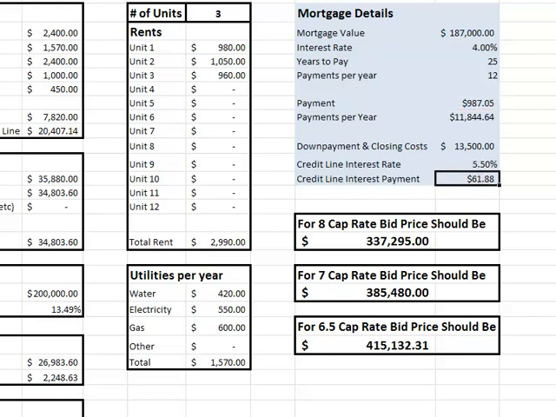Okay, you're also going to have to pay an extra $61.88 for your credit line for the money that you've borrowed for the down payment. And that's just interest only. That's just your interest only payment, because the idea is you're going to use your equity in your house to refinance it and then pay off your credit line down the road. So we have our expenses. We can see what our mortgage is doing.